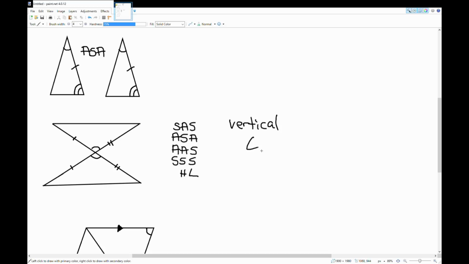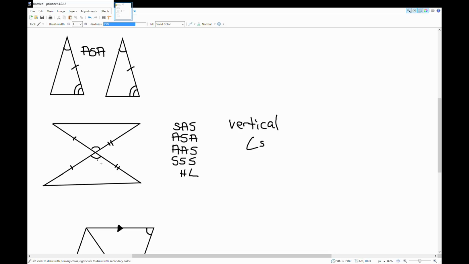Vertical angles. Okay, so I'm going to mark them. Now, when we are doing our triangle congruencies, you can't skip. You can't go side, side, angle, angle, or something like that. You can't skip. You've got to stick with one triangle. So you can either do your top triangle or your bottom triangle. It doesn't matter which. I'll start on the bottom triangle.